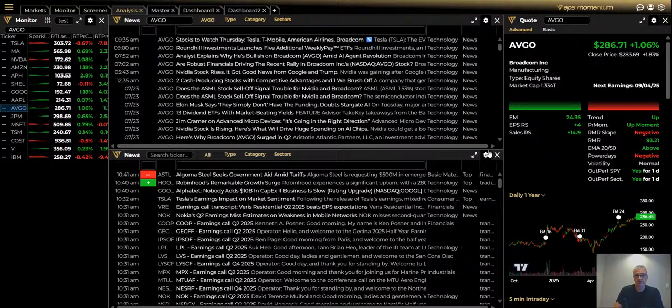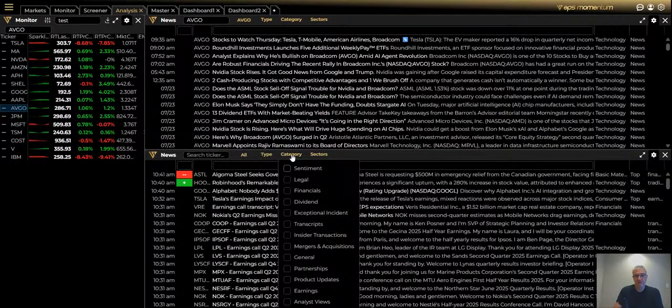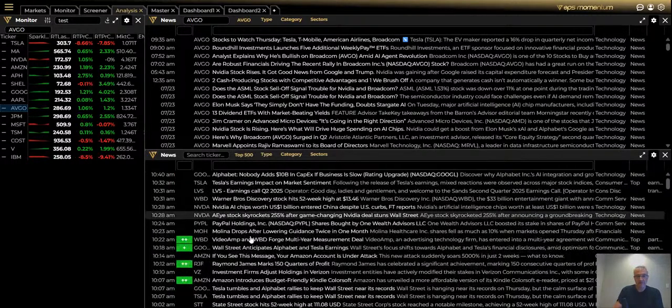So if we spend 1 minute on it, you have the ability to filter on all the stocks, top 500 stocks or other stocks. So this is focusing on just AVGO, so just Broadcom. And for example, I can click on top 500. I only have the news for the top 500 stocks or others.